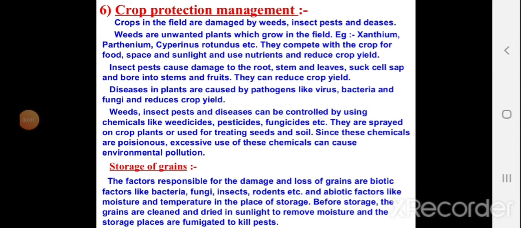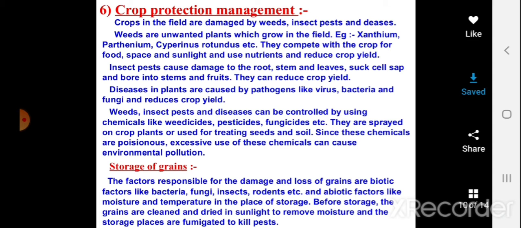Now we will talk about crop production, protection and management. If you imagine that your crop is ready, you need to protect it well, and you have to manage your silos and granaries well, so they are not damaged by rats or other insects. Crops in the field are damaged by weeds, you know this. So we use weedicides, and against insect pests we use insecticides, and there are also some diseases.